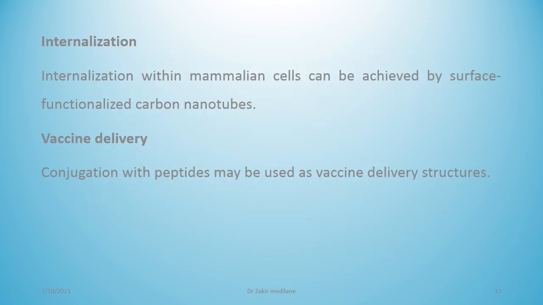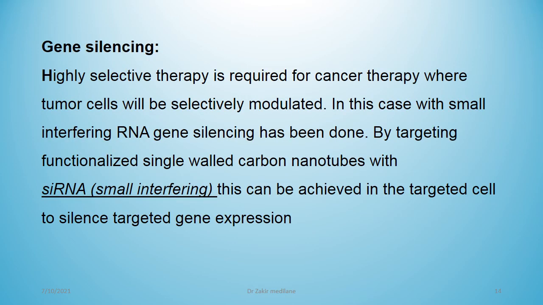Then, having these applications of nanoparticles, internalization within mammalian cells can be achieved by surface functionalized carbon nanotubes. Again, it is used in vaccine delivery; conjugation with peptides may be used as vaccine delivery structures. Next, we can observe the next stage, that is gene silencing.